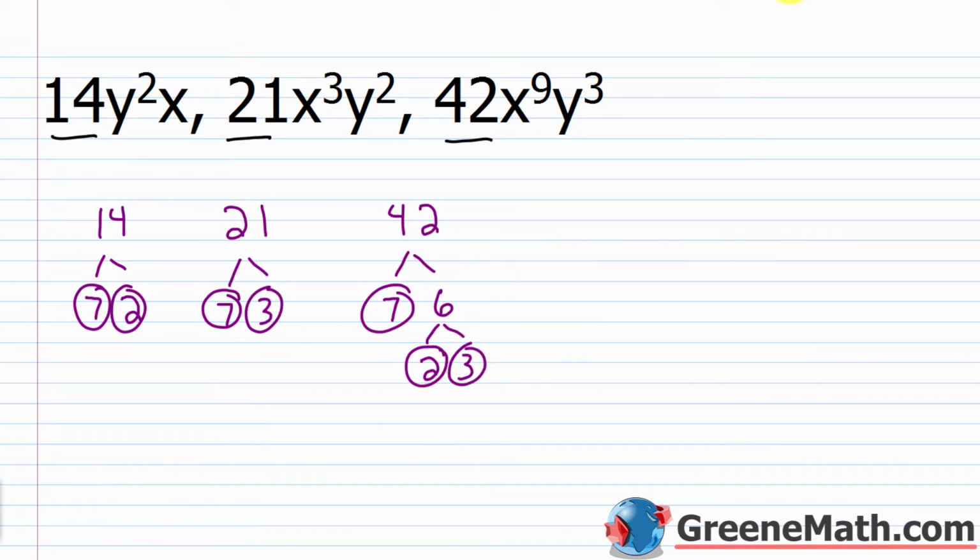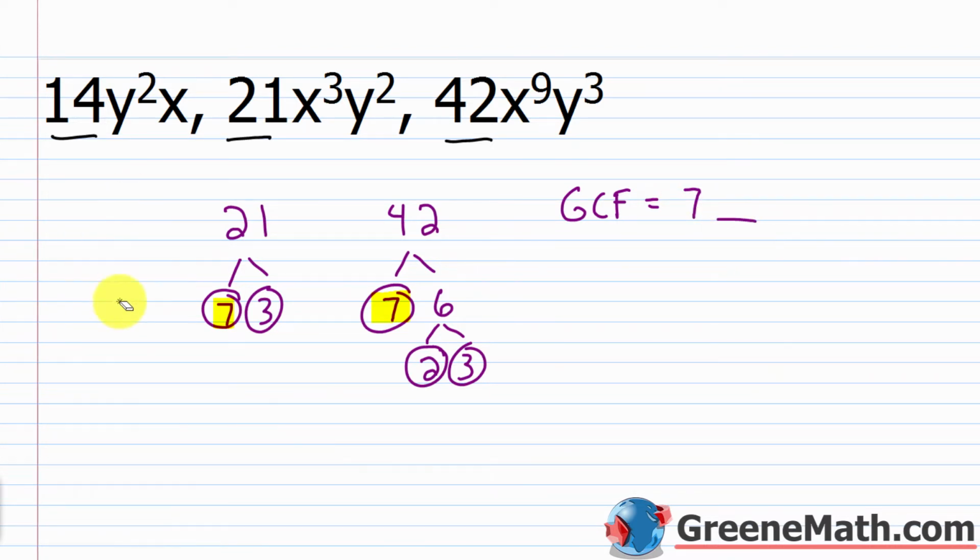So look at what's common to everything. Everything has one 7. And then this does not have a 3. This does not have a 2. So a 2 would not be common to everything, and a 3 would not be common to everything. So I can only take what's common to everything, and that's a 7. So for the number part, the GCF would be 7, and then you have some variable there.